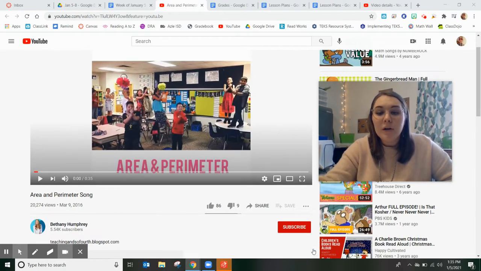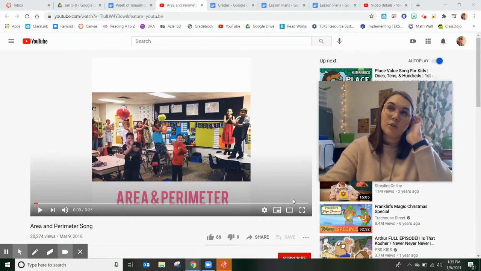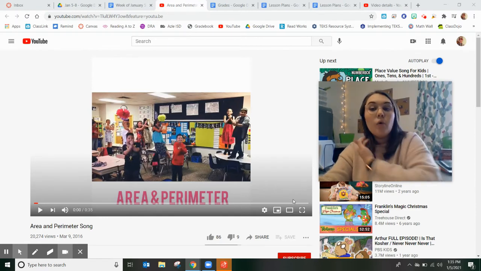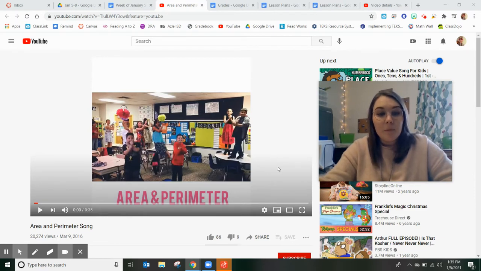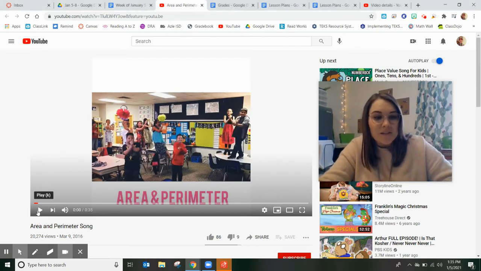Now, remember, I have a couple of songs you're supposed to learn today. One of them is not just today, this week. One of them is the Awubis song. Remember, you only have to memorize the Awubises. But the other one is this area and perimeter song because it's going to help you. I promise it's going to help you, and I'm going to memorize it too. So let's go ahead and get started watching it.